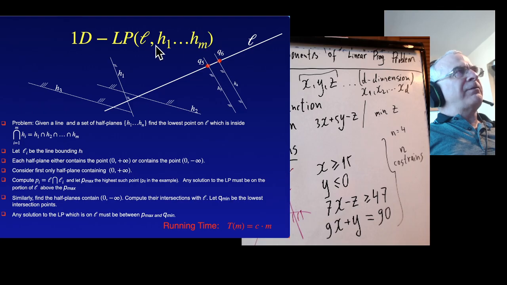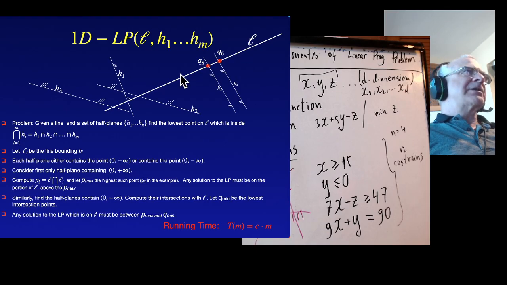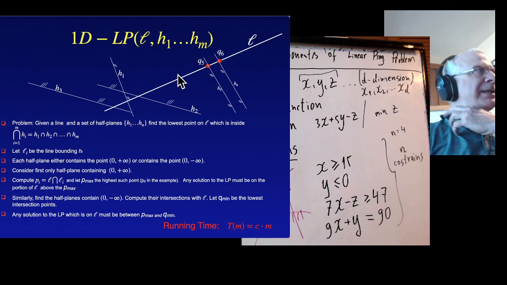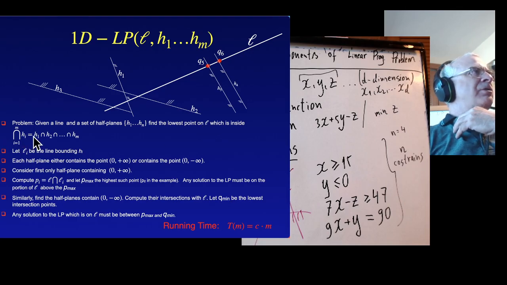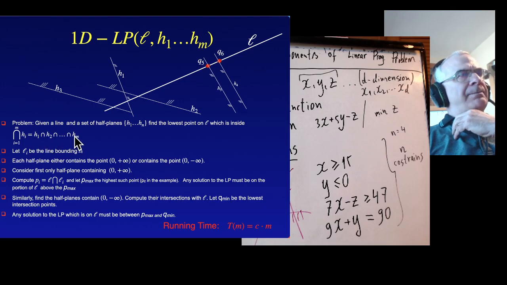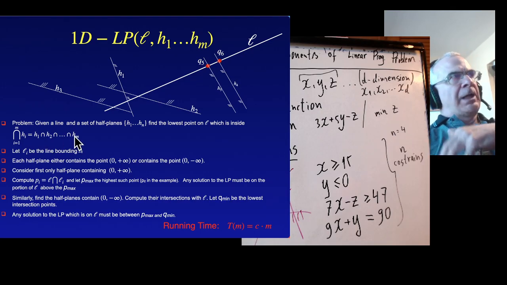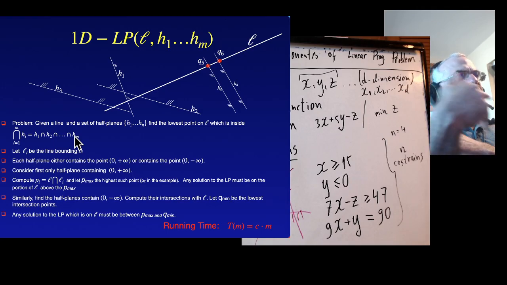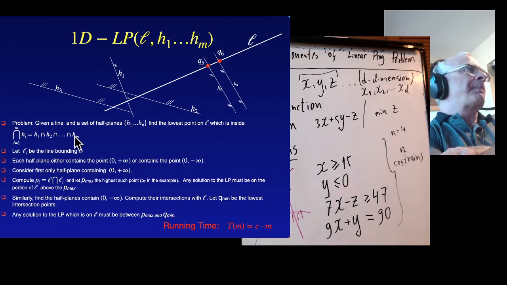So I'm looking for a solution for the one-dimensional linear programming that is a point on L that also satisfies all the half-plane constraints. It is a point on L which is inside the intersection of H1 intersected with H2 intersection all the way up to Hm, because I need to satisfy all the constraints at the same time.